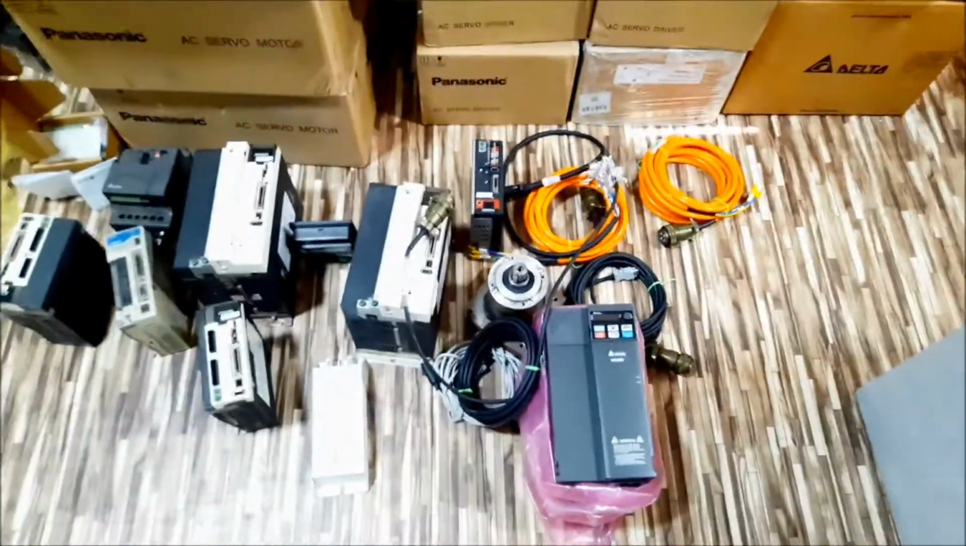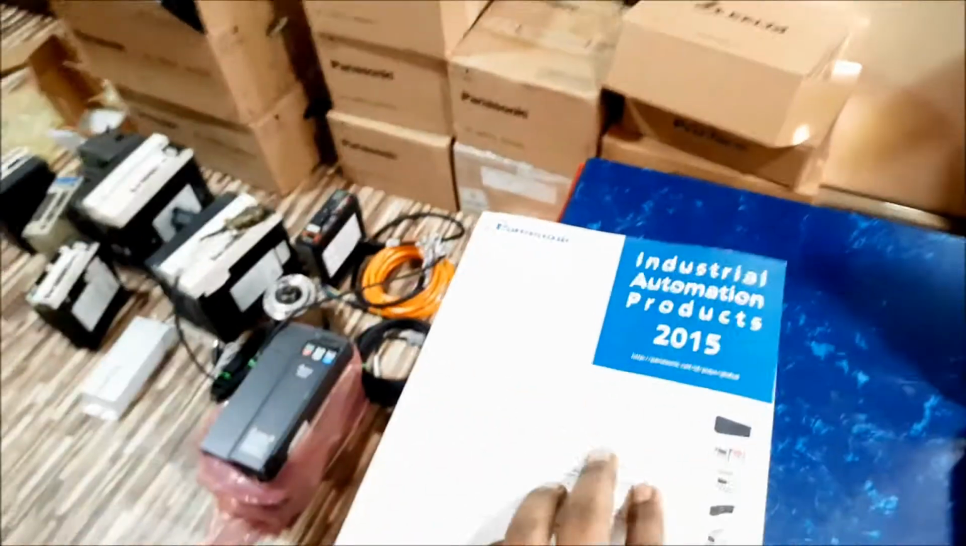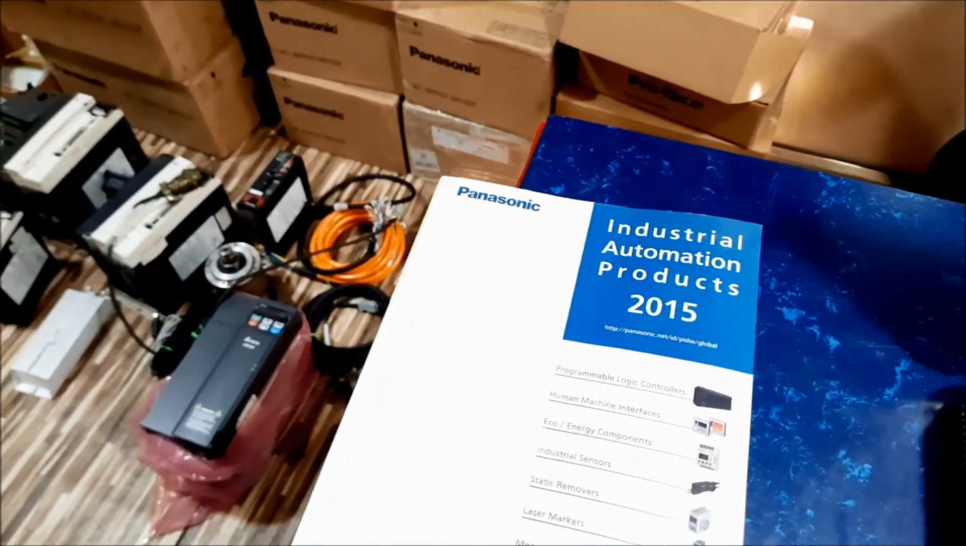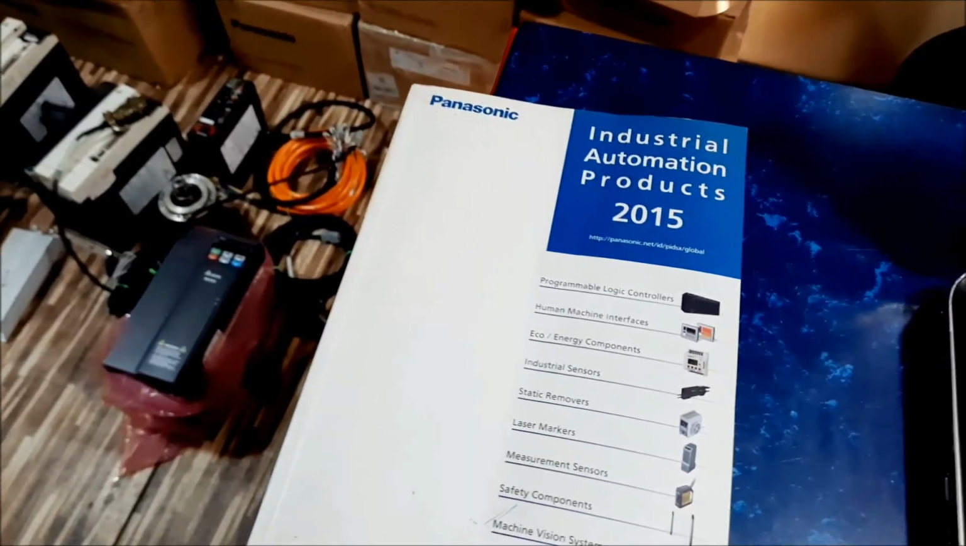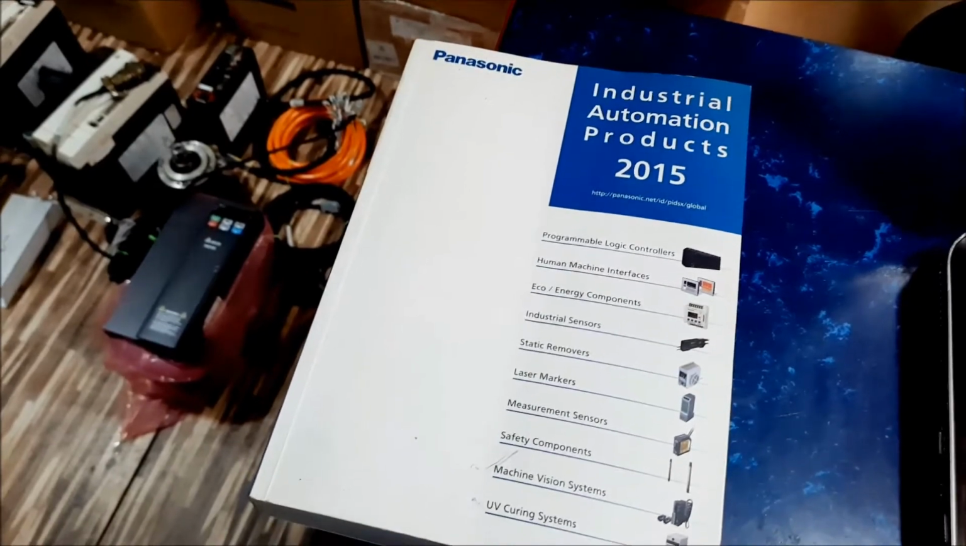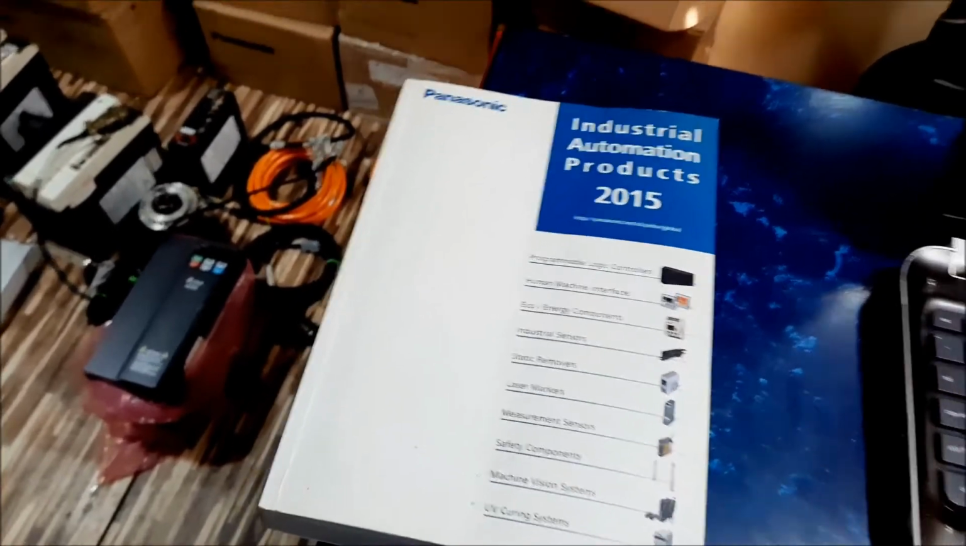This is the braking resistor. I have already explained about this. Panasonic has so many other products as well, like programmable logic controller, human machine interface, eco energy component, industrial sensor, static removers, laser markers, measurement sensor, safety component, machine vision systems, UV curing system. So this is a catalog for that. Almost 1500 pages are there. All the products they have mentioned in this.